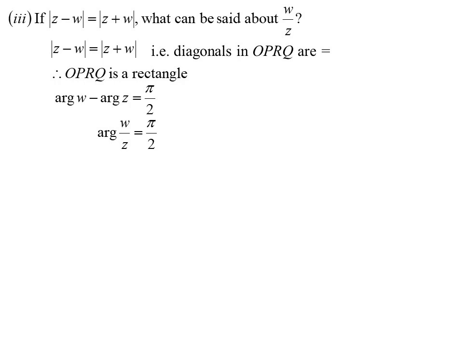So we know we've got a complex number whose argument is pi on 2. It must be a purely imaginary number then. It would sit on the imaginary axis. Its argument would be pi on 2. So that's what could be said about w divided by z.